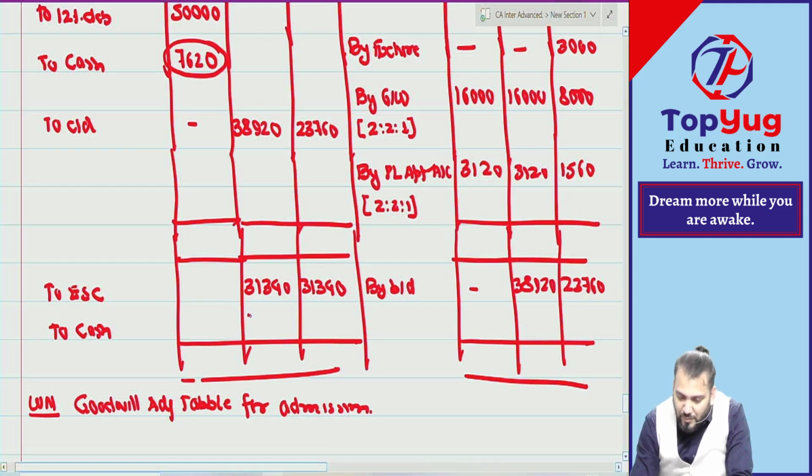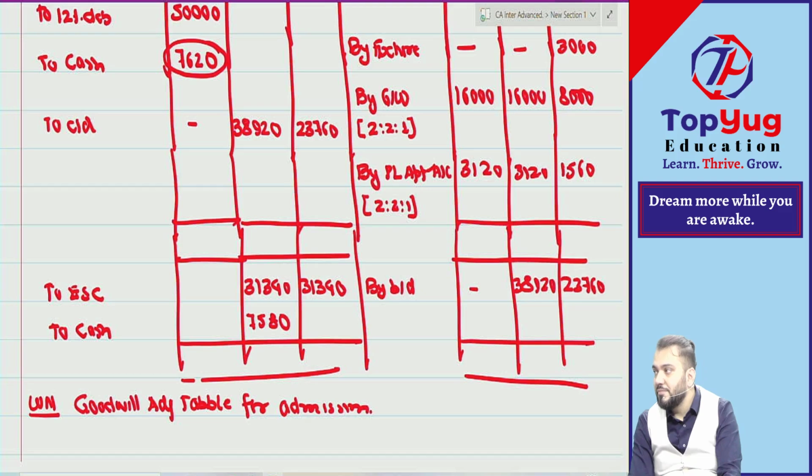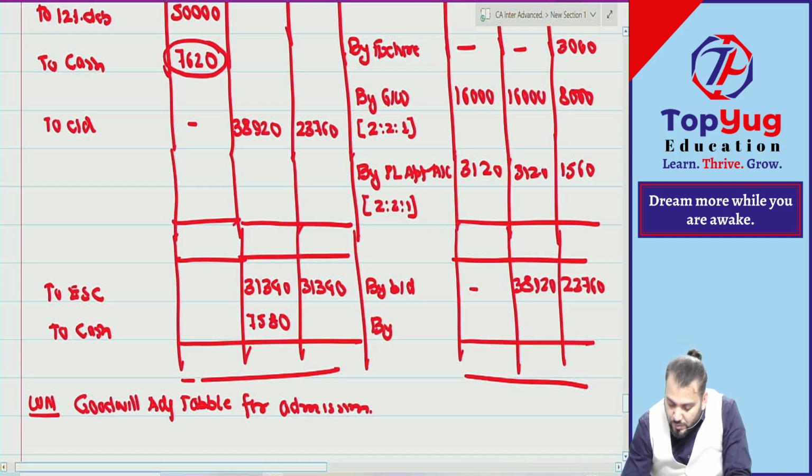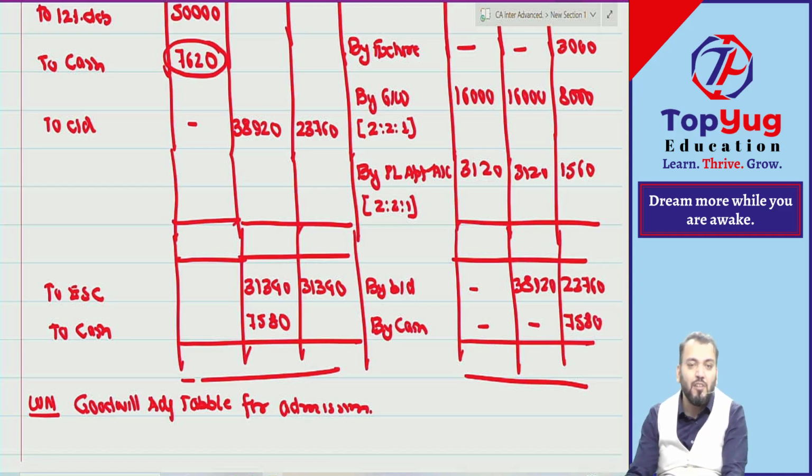Means one partner will bring cash, another partner will withdraw cash. So who is withdrawing? E will withdraw. 7580. E will withdraw. And who will bring? C will bring 7580. So automatically one partner is withdrawing and one partner is bringing. So that is done.